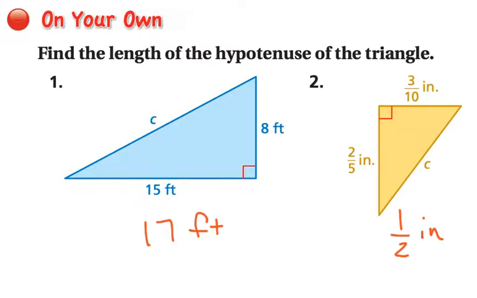And here we are for number one. You should have found a hypotenuse, or c, was 17 feet long. And for number two, the hypotenuse was 1/2 inch. If you were successful, great job. If you had any confusion and you can't figure out why, please make sure you reach out to me. But next, we're going to move on to finding the length of one of the legs instead of the hypotenuse.